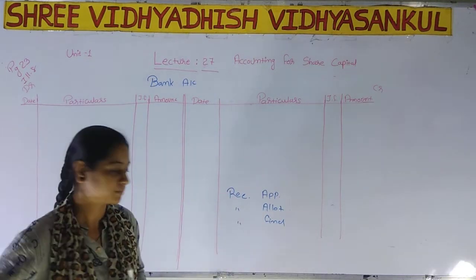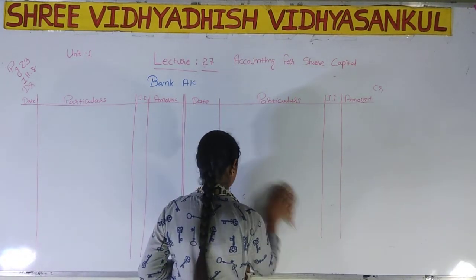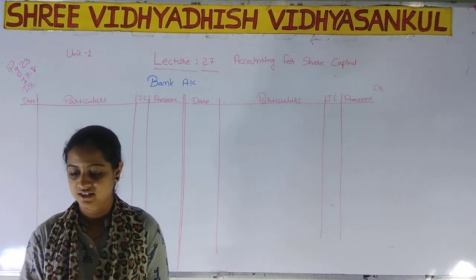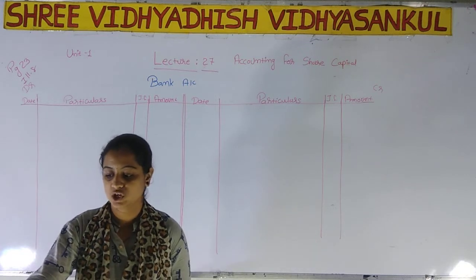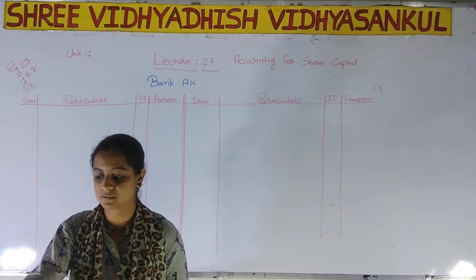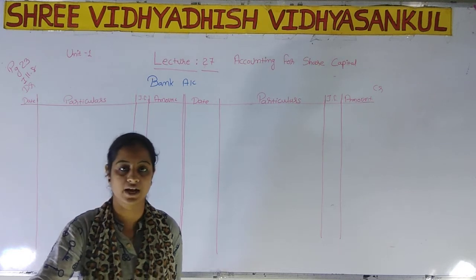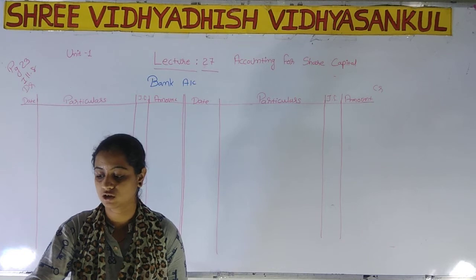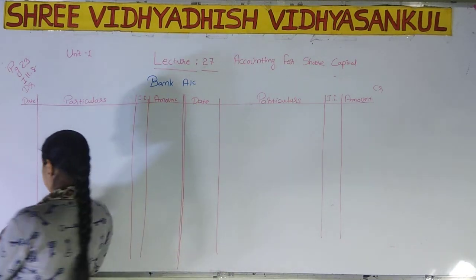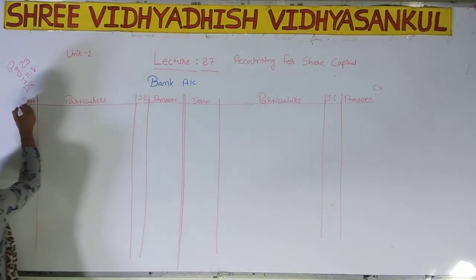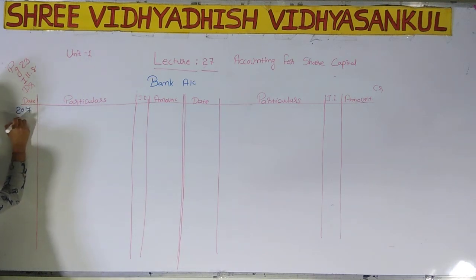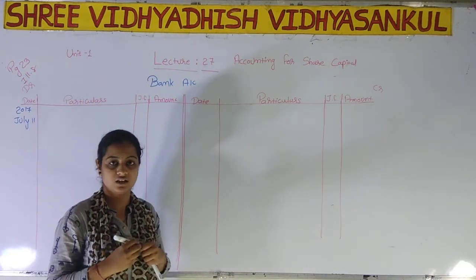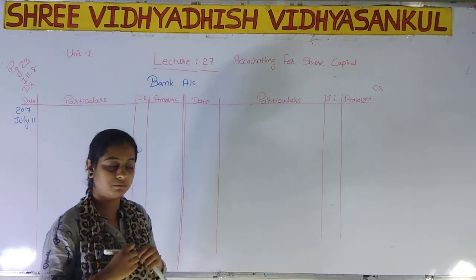So check the date of receiving application money. After all the calls, they have given the date. The subscription was closed after receiving full subscription of shares on 11th July. That means we have received the amount of application on 11th July, right? So here we have to write 2017 July 11.